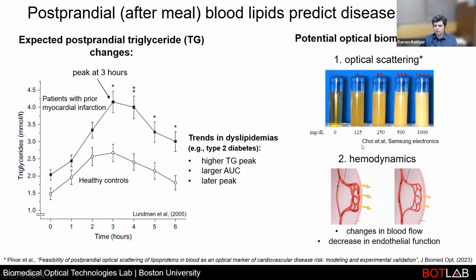Now, I won't have time to tell you the story about blood scattering, but we just published a paper on this a week or two ago that came out in JBO. So I encourage you to take a look if you're interested. But I'll show you today about the hemodynamics. These blood lipids can also cause changes in the superficial vasculature. There's been some prior literature related to changes in blood flow and endothelial function.